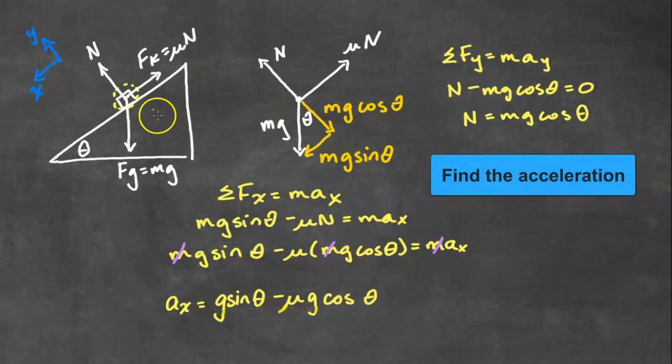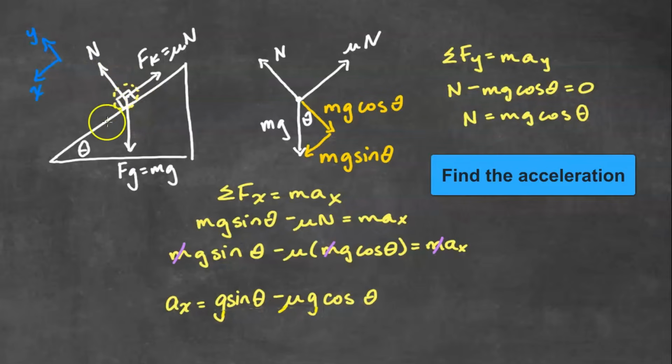Now we're going to take a look at a block that is sliding down an incline with friction, and we're going to first identify our system, which is going to just be the block. Next, we're going to draw our force diagram. Gravitational force is going to be straight down, equal to mg.